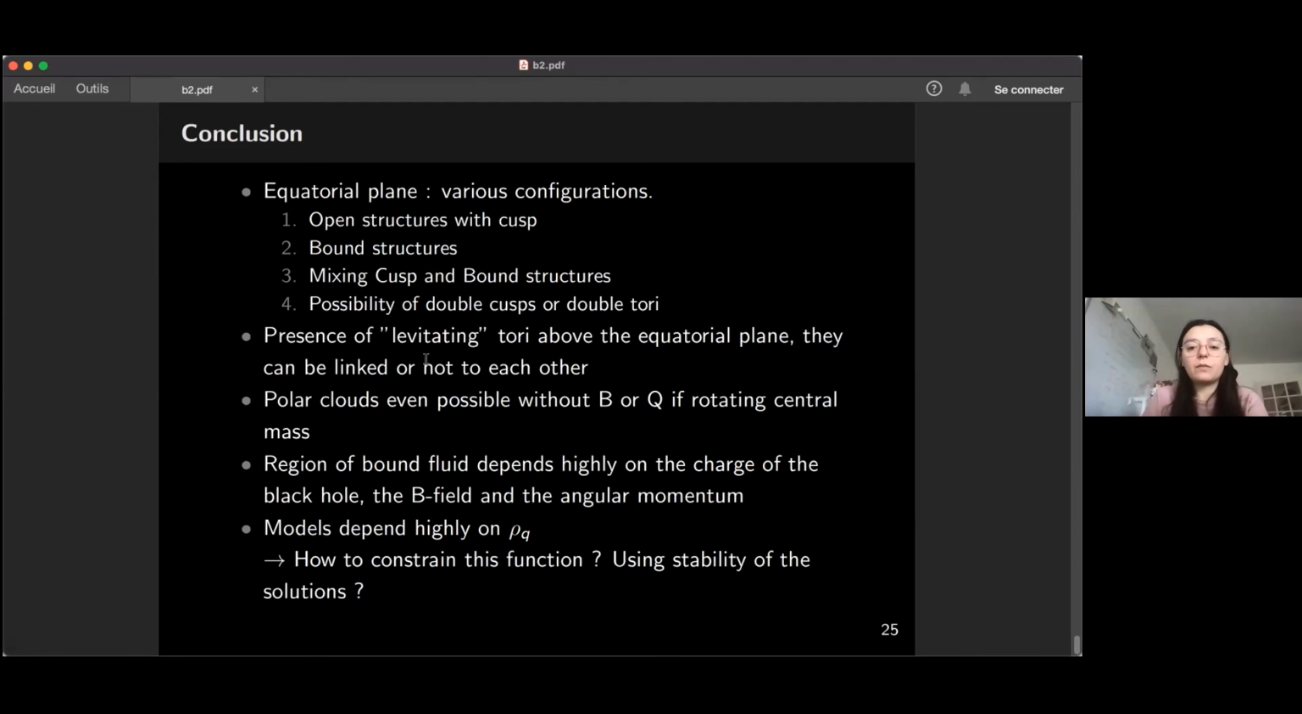Finally, we know that the region of bound fluid depends really highly on the charge of the black hole, on the B field, and on the angular momentum. The models also depend highly on the charge density of the fluid, meaning on this F function. So one of the main goals for the future is how to constrain this function. Maybe one of the ideas is to work on the stability of the solution to understand for which parameters the solution can be stable, and it can also help us to constrain the charge density of the fluid. Thank you very much.